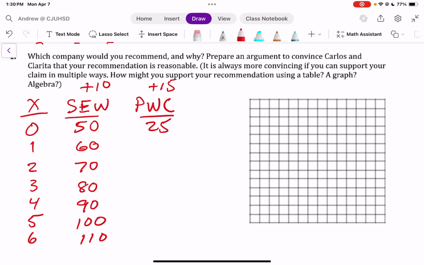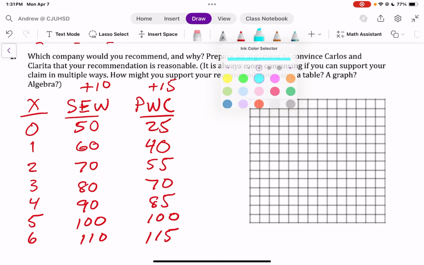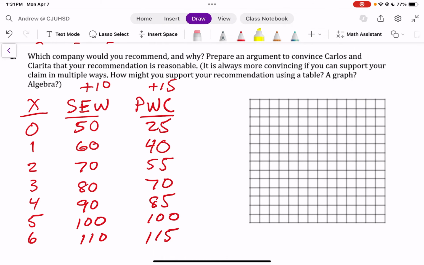Painless Window Company goes up by 15. So this is going to go to, let's see, 40, and then 55, and then 70, 85, and 100. Did you see right there? They have the same value. At 5 windows, they're both going to charge you $100. Now, the next thing to do would be to figure out an equation so you can graph them.